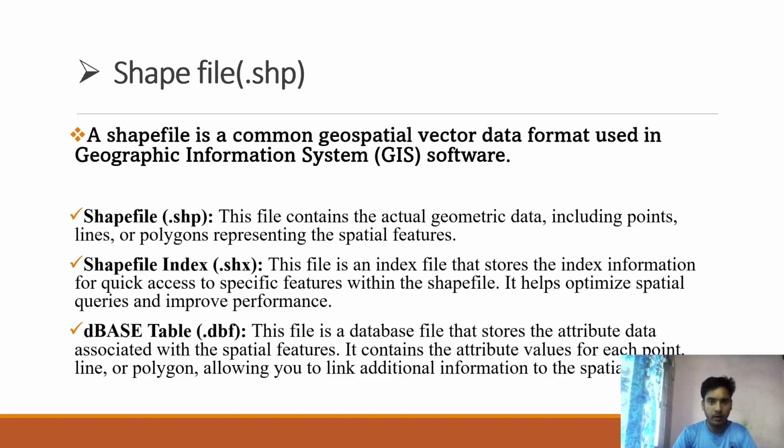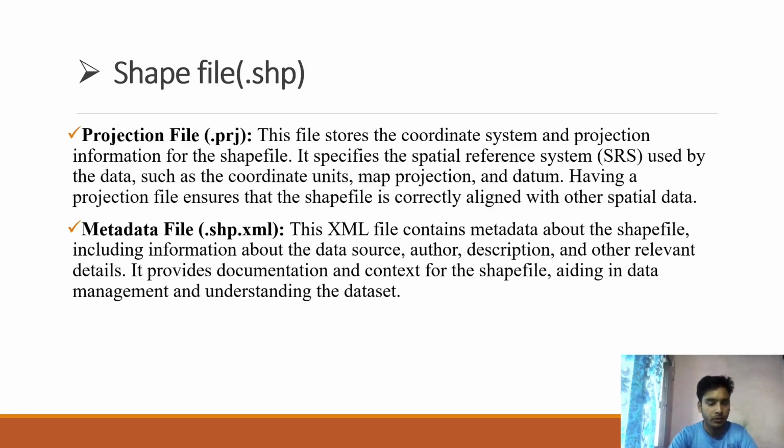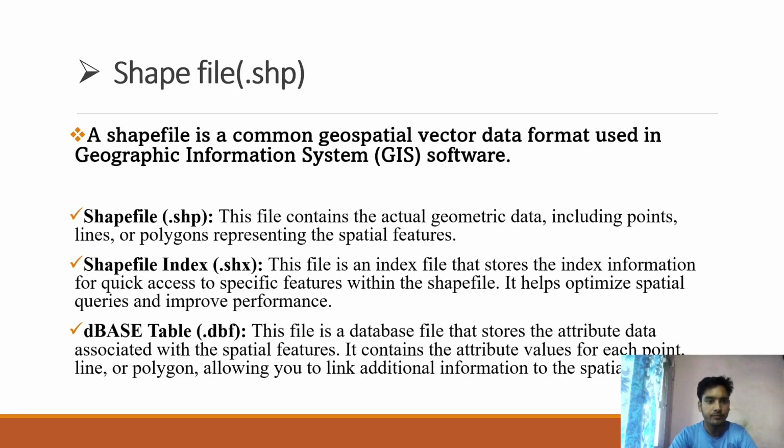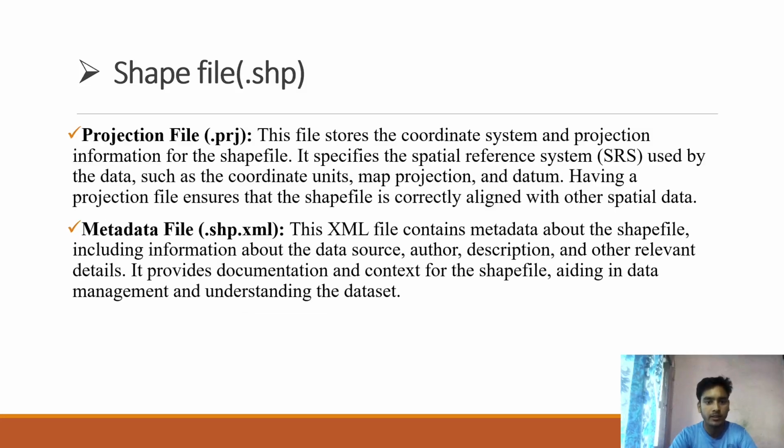We will later discuss vector and raster data in the next presentation slide. Also, there are other files which are usually available with shapefiles: .prj file, .shp.xml file. The .prj file stores the coordinate system information, while the .shp.xml file stores the metadata about the shapefile. Metadata means data about data. That is data source, author, description, or other relevant details.